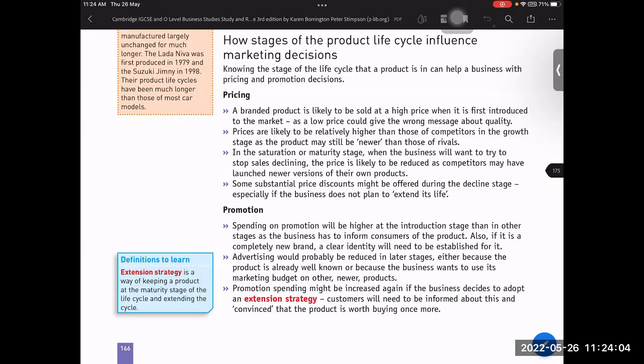Introduce it. The boom point of the product is really at the maturity stage. Maturity is around market capacity.